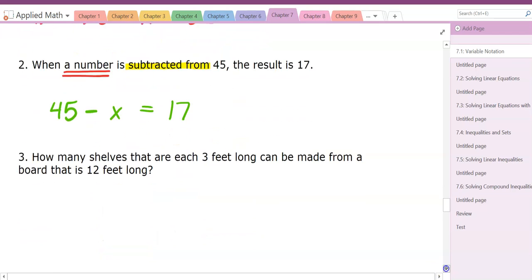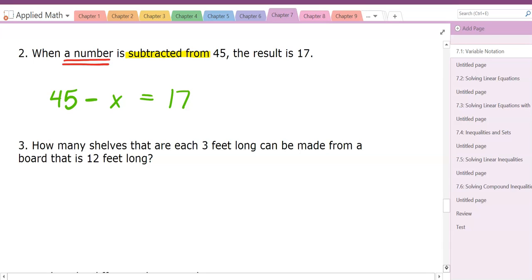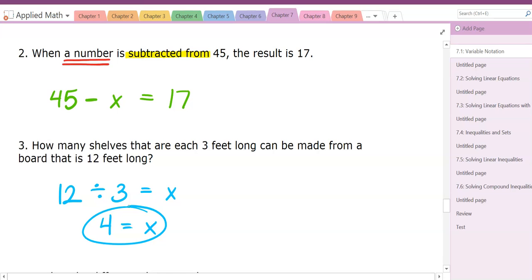This third one is asking us to solve the problem. It says how many shelves that are each 3 feet long can be made from a board that is 12 feet long. So we have a total of 12 feet, and we're basically trying to divide up this 12 feet so that each shelf is 3 feet long. So I'm going to take 12 divided by 3. This is going to be the number of shelves that I can make, so it's going to equal x. If I actually take 12 and divide by 3, I get 4. So my answer is going to be 4. 4 shelves could be made.